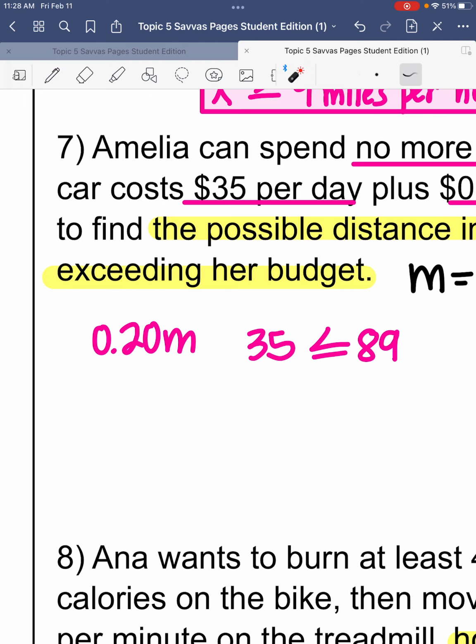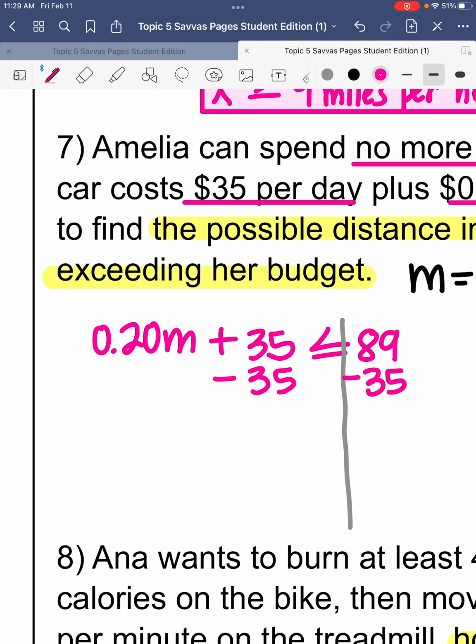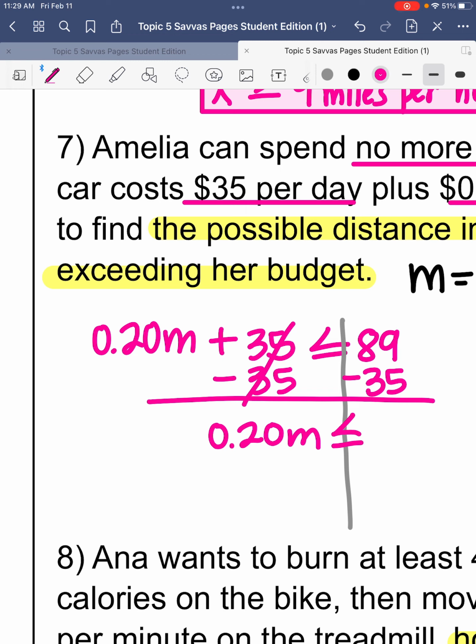So what operation will connect these two pieces? If you said addition, you're correct. So now that should look like an inequality that we know how to solve. So I'm going to draw a line through my inequality symbol. And the first thing I'm going to do is subtract 35 on both sides. So my 35s cancel out and I'm left with 0.20 m. There was no reason for my sign to change, so it's still less than or equal to.